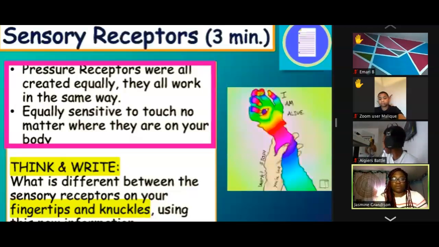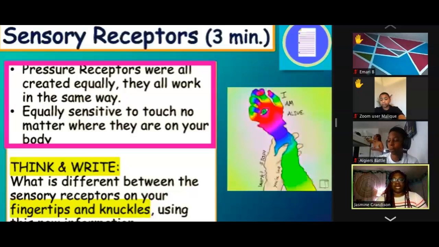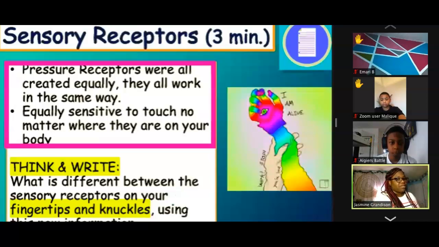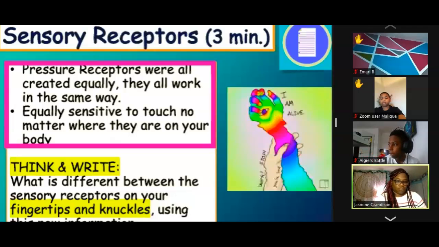So think about those 2 bullet points. Is there a difference between the sensory receptors, and you have the definitions on your class notes. You feel like, I know what that's talking about. It's right there. On your fingertips and knuckles using the new information above. You have 3 minutes. When the song is over, we should be done answering that question.